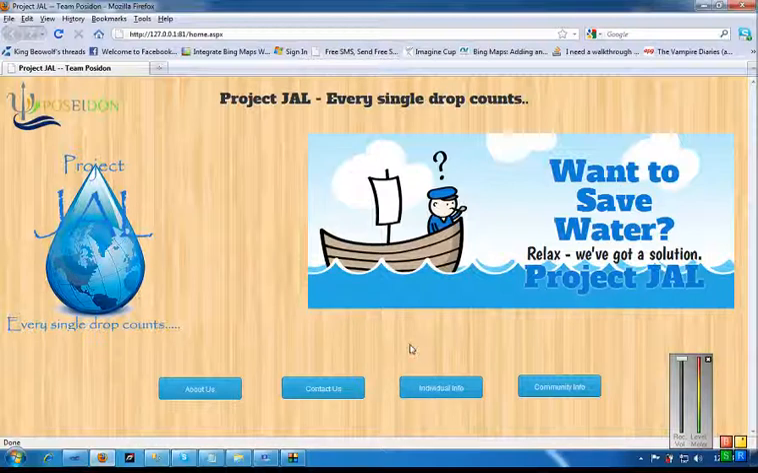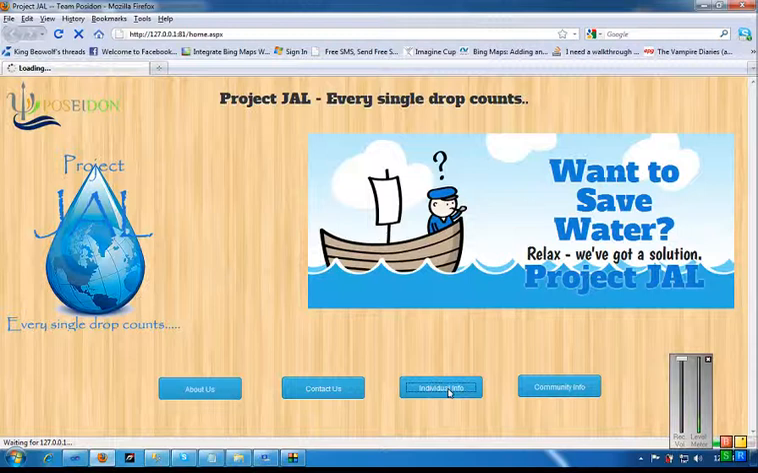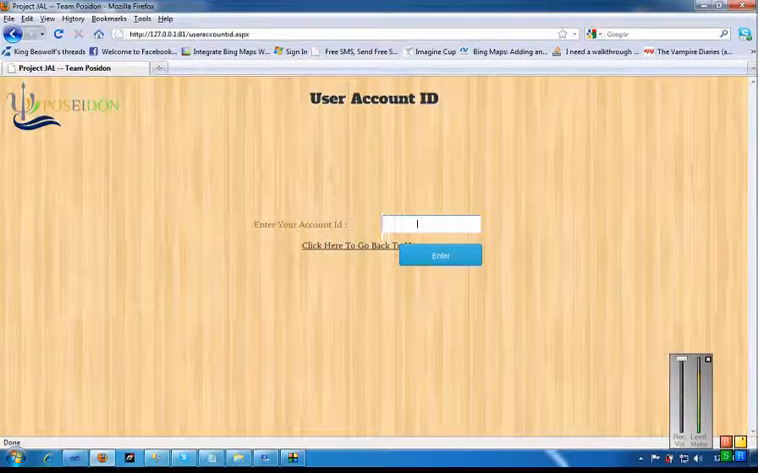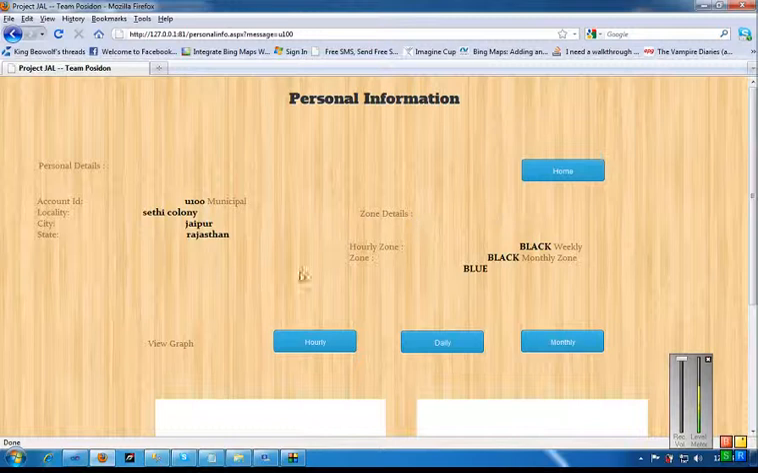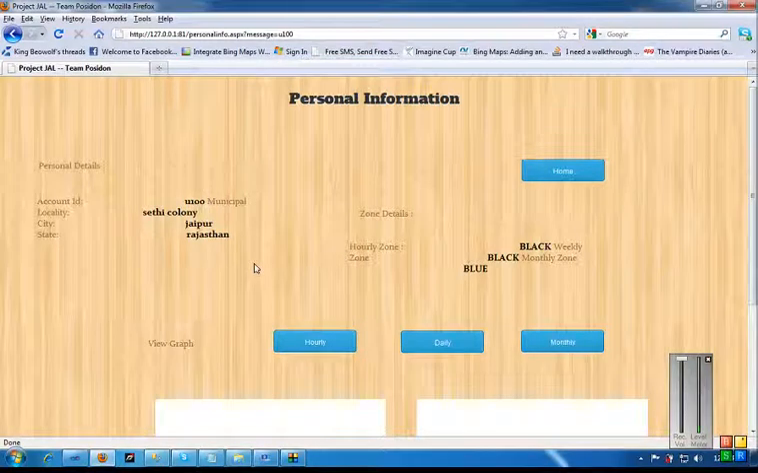Now, this particular website has two broad categories of functionalities, that is the individual information and the community information. Let's start with the individual information. Here we enter the customer ID, hit next, and we land on this particular page. Here you can see all the personal details of the customer. Besides that, you can find a specific functionality called zone details.